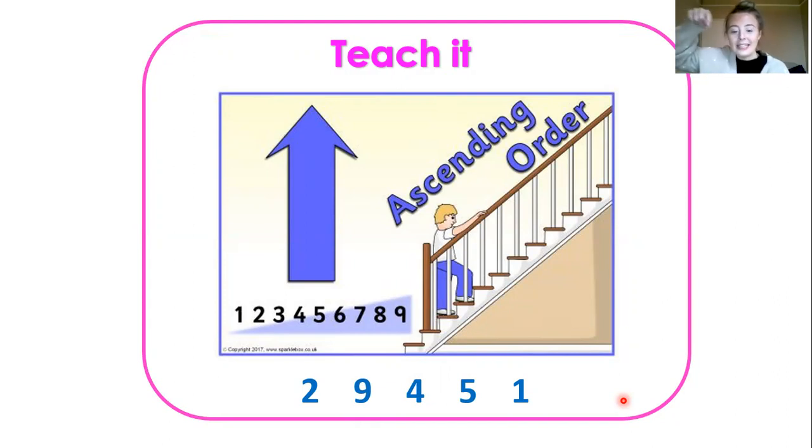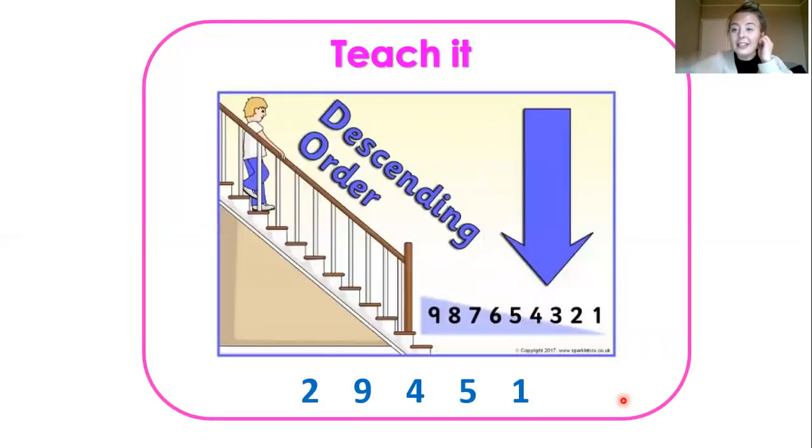The numbers are going down, aren't they? We're going down the steps. We start at the highest step and we walk down to the lowest step. So we start with the largest number, we go down to the smallest number, don't we? So once again, I want you to pause this video and rearrange the same 5 numbers, but this time into descending order.